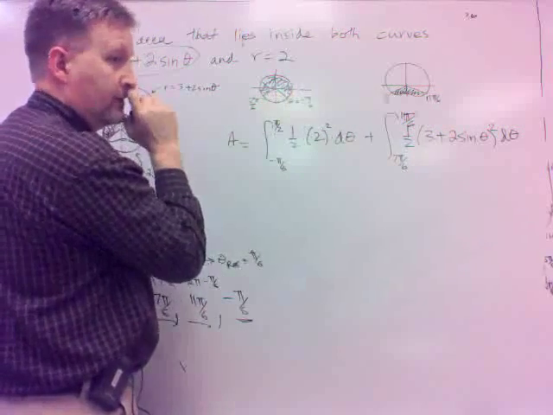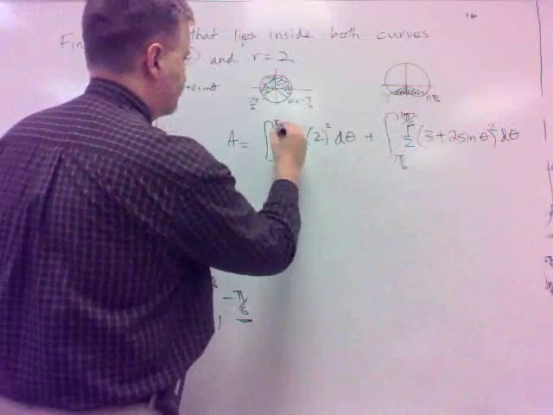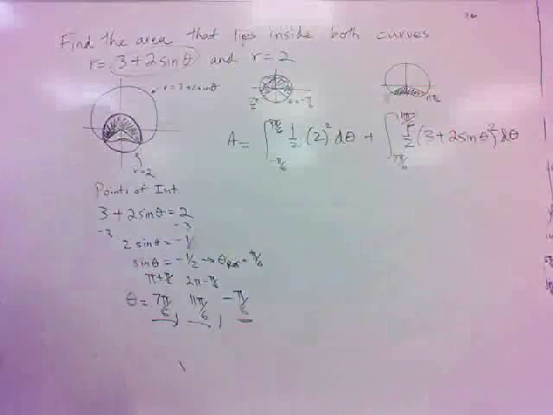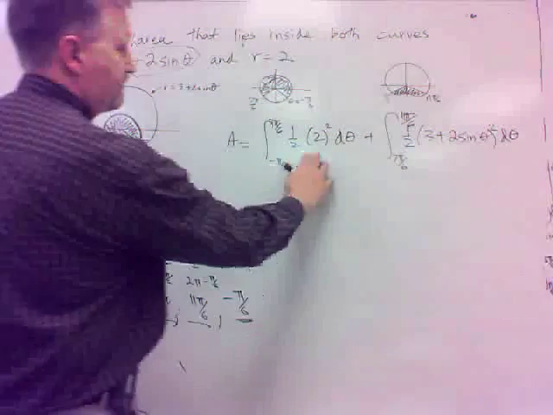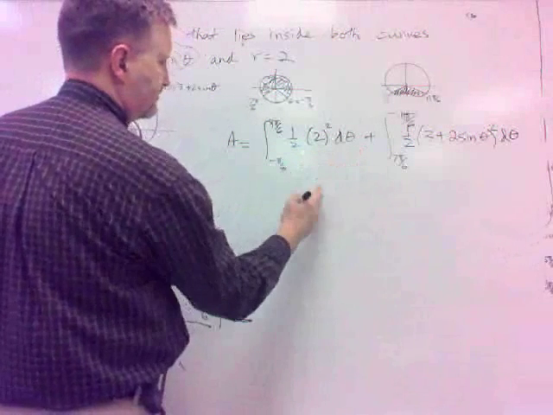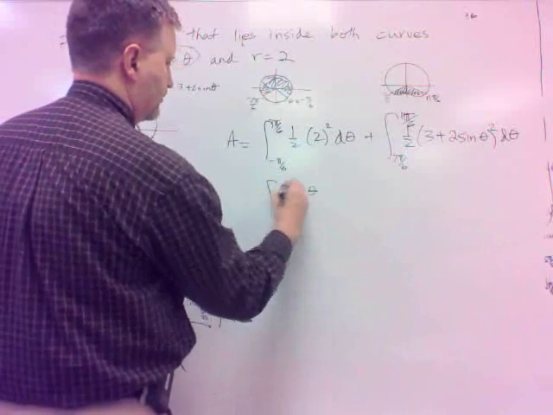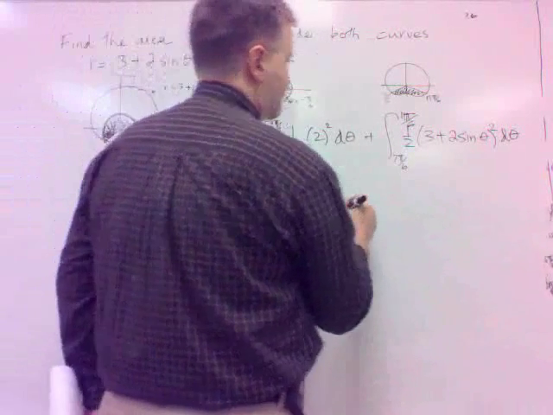So, yeah, it's 7 pi over 6 there. Pretty much that's what we're going to have to do with these. This would be 1/2 of 4, so that's just 2, isn't it? Negative pi over 6 to 7 pi over 6.